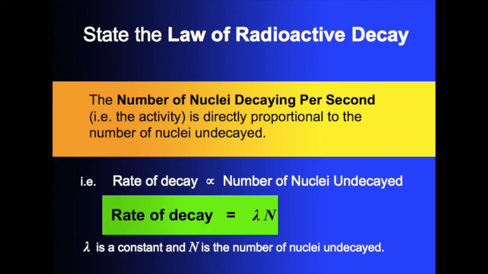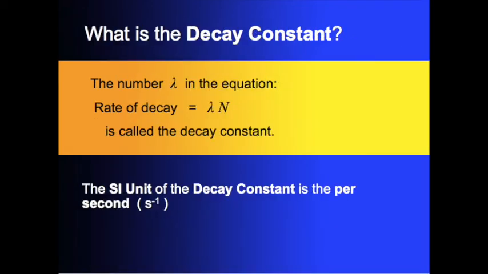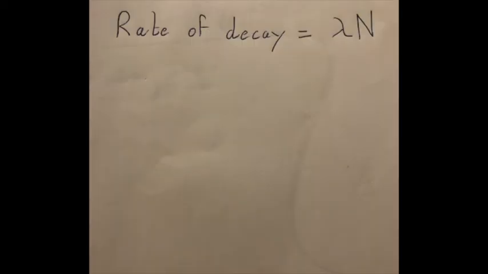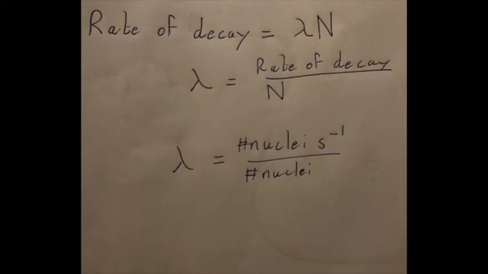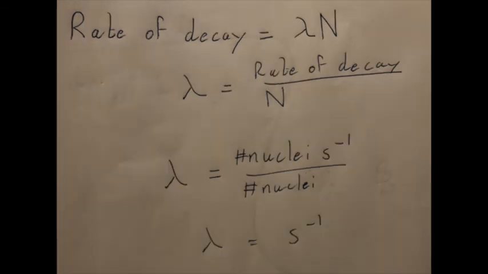Now the constant of proportionality in this case, first off it has its own symbol, lambda. It's called the decay constant, and the bigger that number is, the faster that isotope decays. As for its unit, well, if the rate of decay is lambda times the number of nuclei, that means that lambda is the rate of decay divided by the number of nuclei. But as rate of decay is the number of nuclei per second, that's number of nuclei per second divided by number of nuclei, which gives you per second. So the unit for lambda is per second.